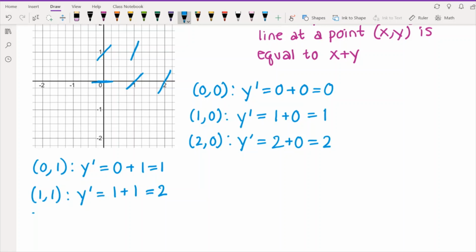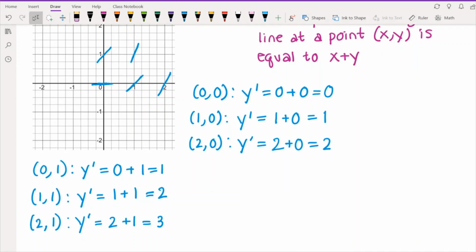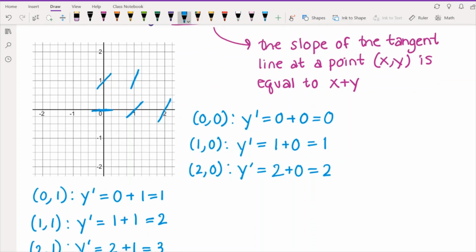And then we can also do the point (2, 1). There, y prime would be equal to 2 plus 1, which is equal to 3. One thing you might notice is that as you make the x and y coordinates bigger, the graph should get steeper, right? Because you're adding together the x and y coordinates to get the slope. Therefore, the bigger the x and y coordinates are, the steeper the slope is going to be. So let's go to the point (2, 1) and try to sketch one with a slope of 3. That would look more like, oops, let me do that a little better. Maybe like this.